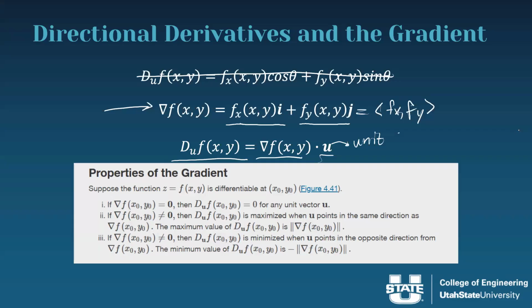And then the last one, if it is not equal to 0, then the directional derivative is minimized when u points in the opposite direction from the gradient. So you grow the fastest when you're pointed in the direction of the gradient, and you go the slowest when you're pointed the opposite direction. So steepest ascent is the first one, steepest descent is the second one.